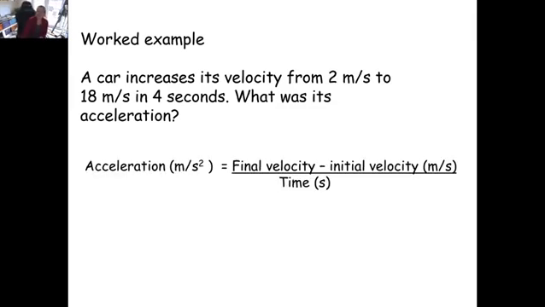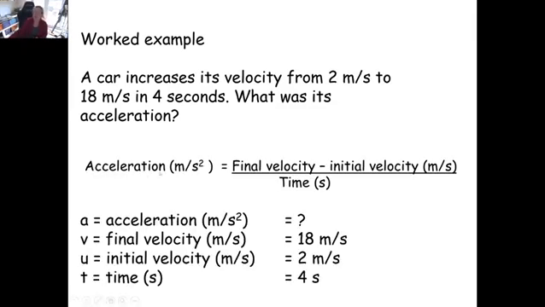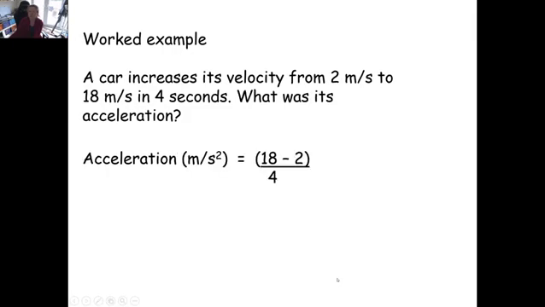Okay, so using our equation here, we should find that we are looking for acceleration. We know our final velocity is 18 meters per second, and we know our initial velocity is 2 meters per second, and we know that acceleration took place in 4 seconds. So it's quite easy to put those values into our equation.